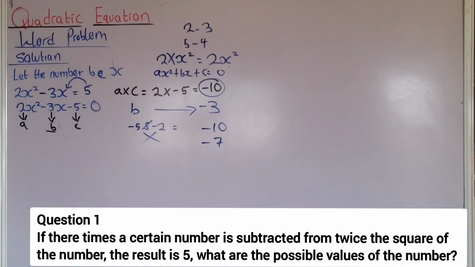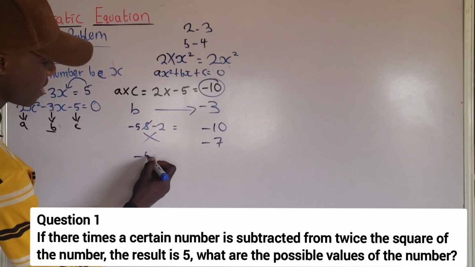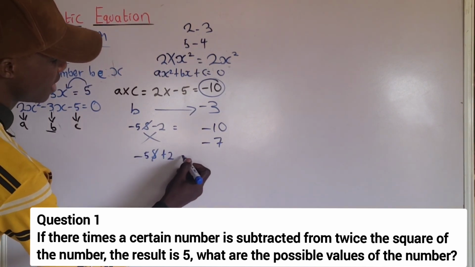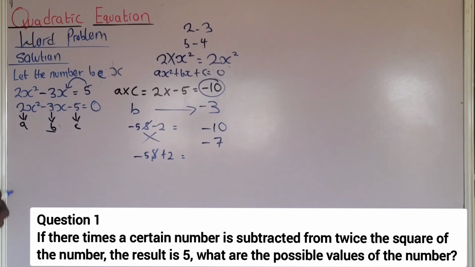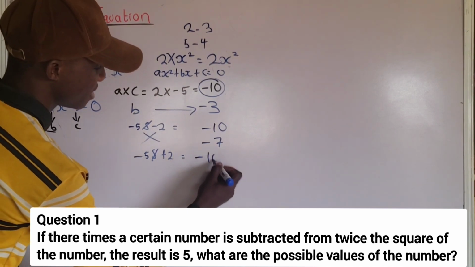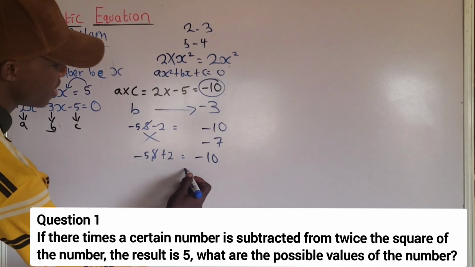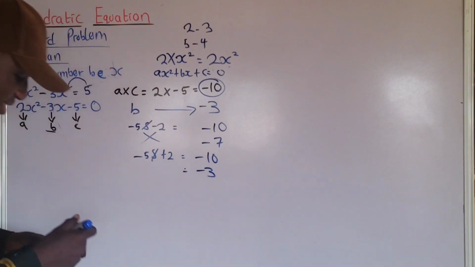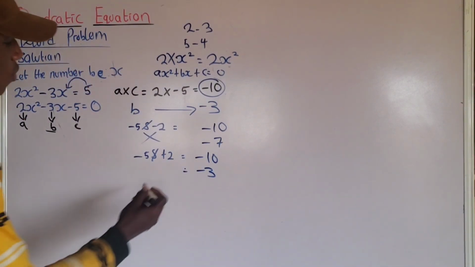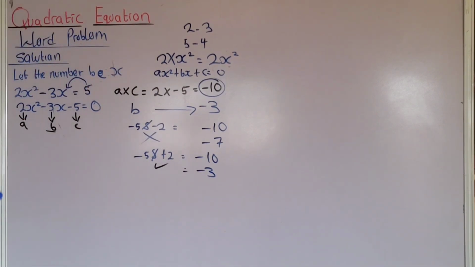This is not correct. Think of another two numbers. Let us use negative 5 and positive 2. Negative 5 times positive 2 is negative 10. Negative 5 plus 2 will be negative 3. You can see that this gives us what we are looking for. So we are going to make use of negative 5 and 2.